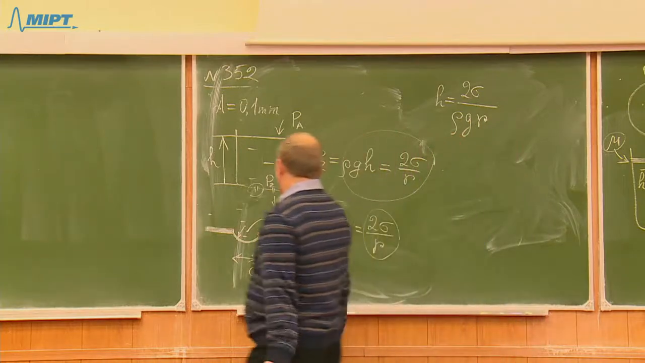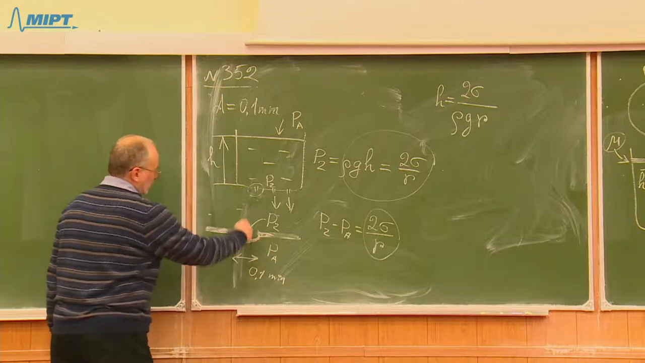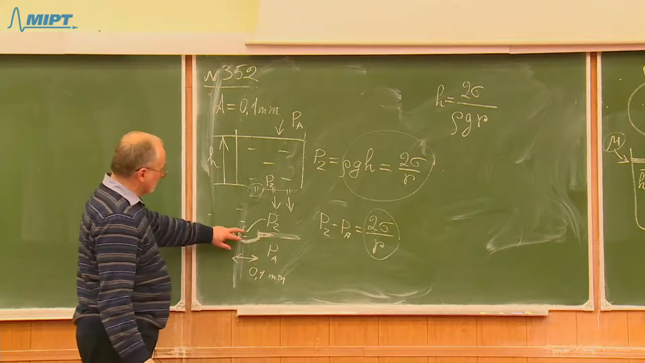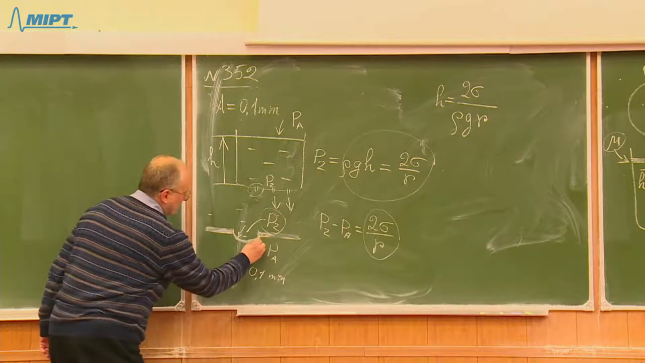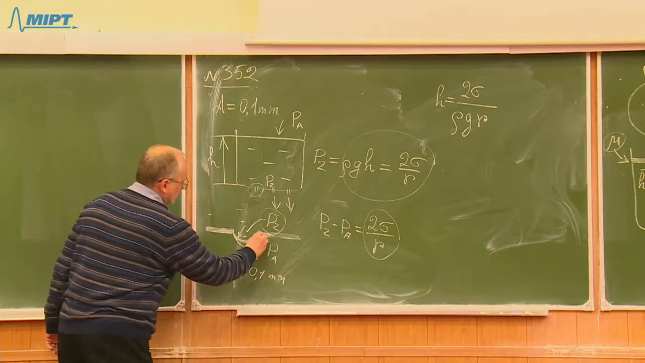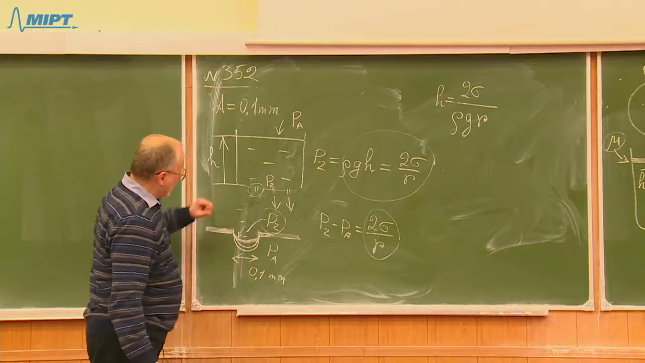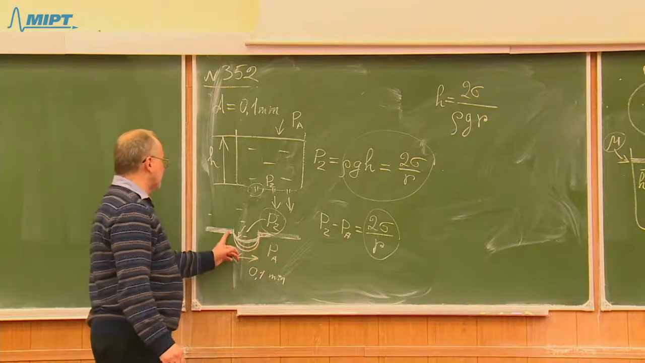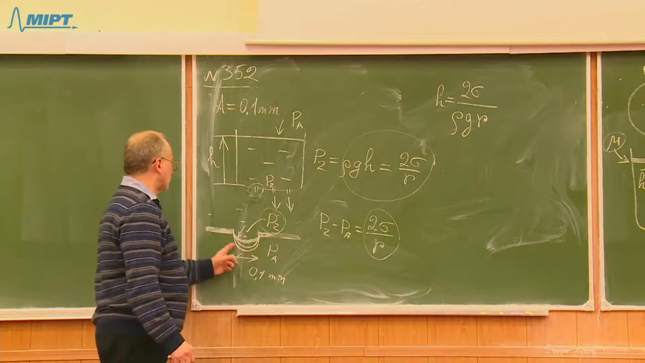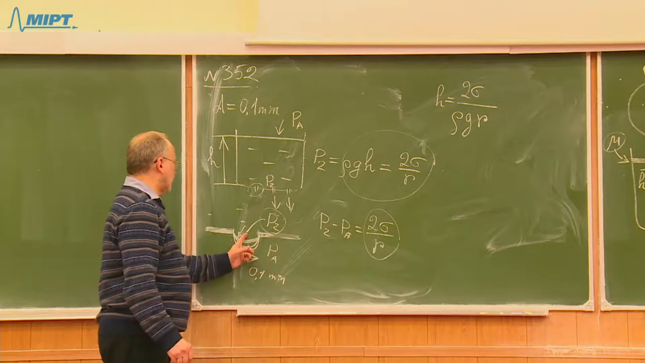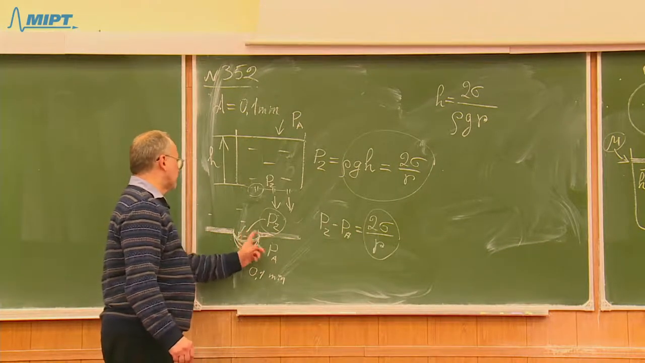So when pressure is small, the water will bulge out by a small distance. But as pressure P2 grows, the water will bulge out to a larger and larger droplet hanging from this surface. And finally, the radius of curvature of this bulged surface will be actually equal to the radius of this hole.